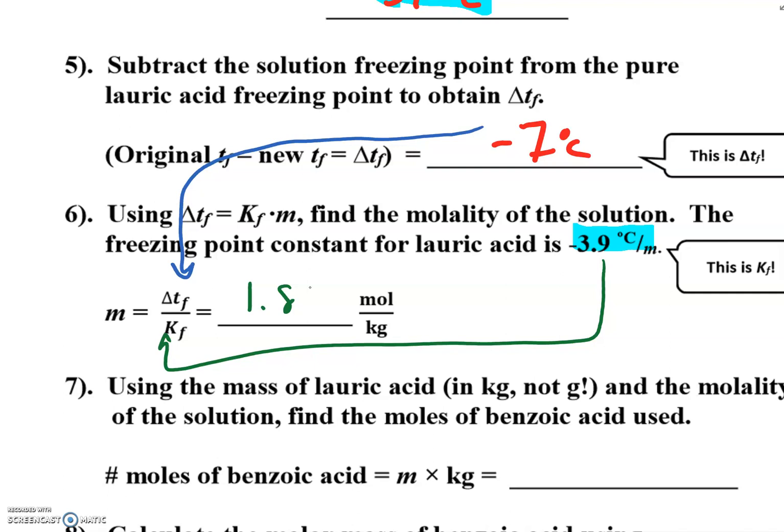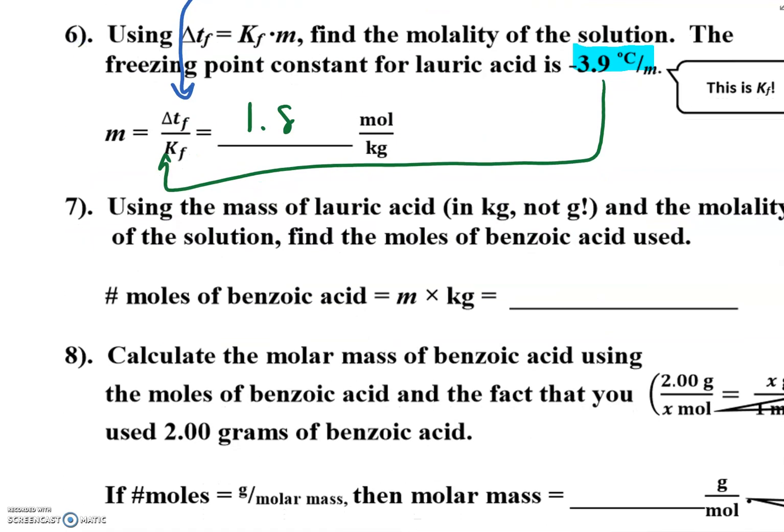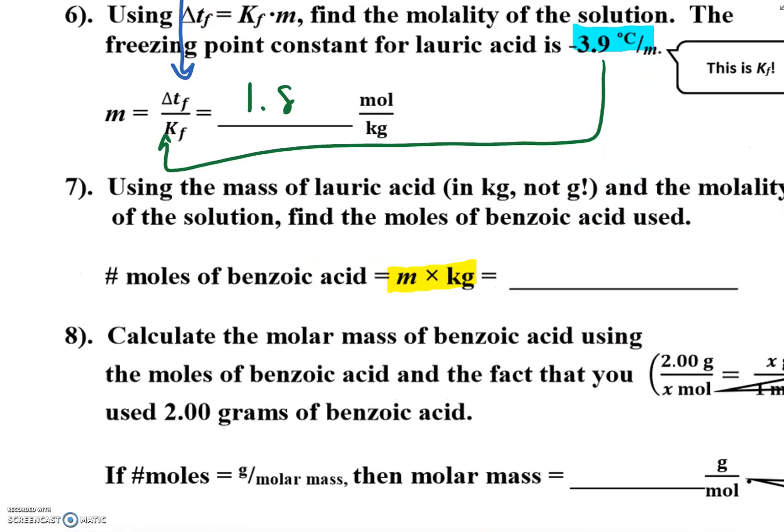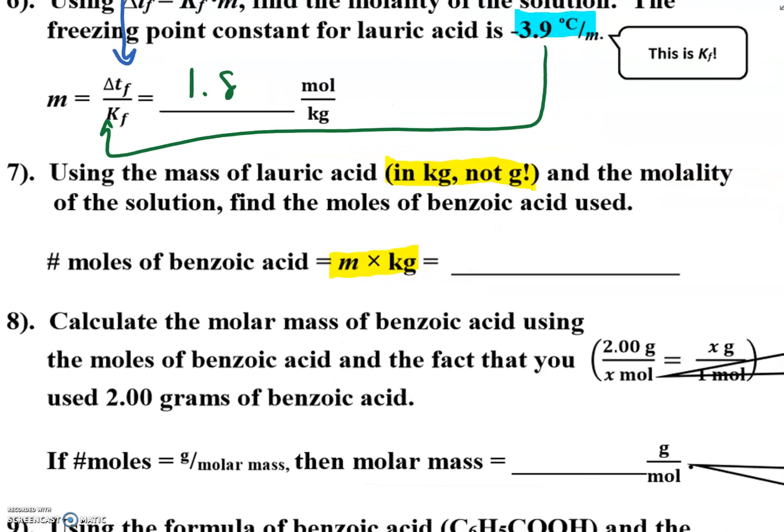Okay, here's the deal. We're going to use this equation to find out how many moles of benzoic acid we have in our solvent. And you know that you used 16 grams of solvent. Ladies and gentlemen, really easy to get that into kilograms. You just divide by 1,000. So when we flip this equation around, it says we're going to use the mass of lauric acid in kilograms, not grams, and the molality of the solution to find the moles of benzoic acid used.